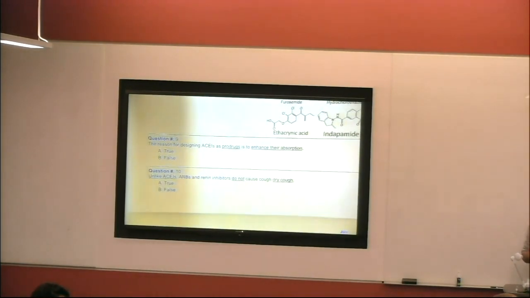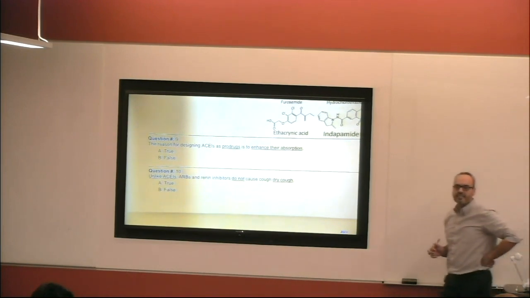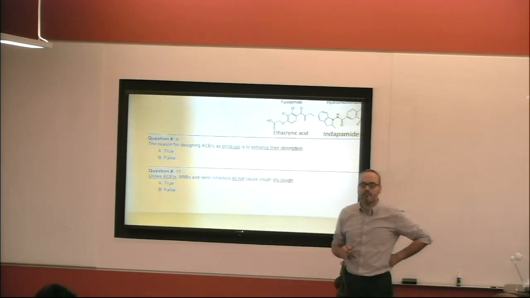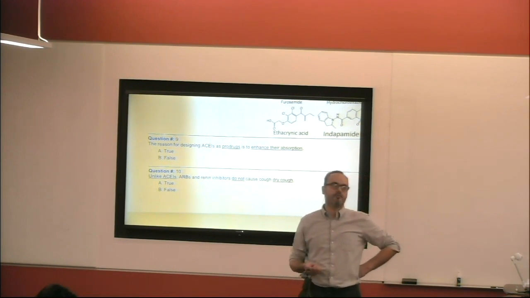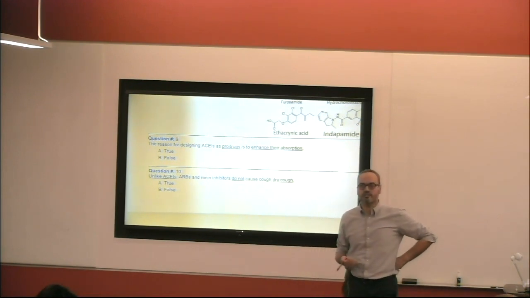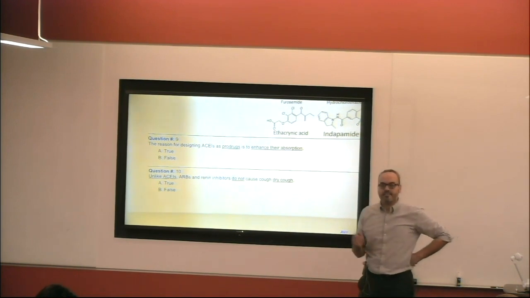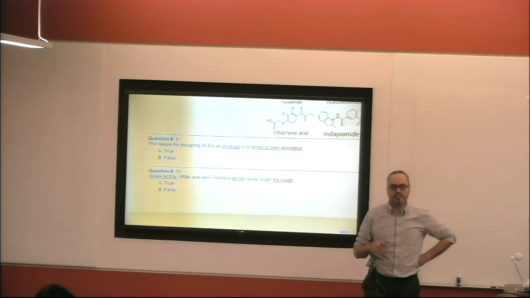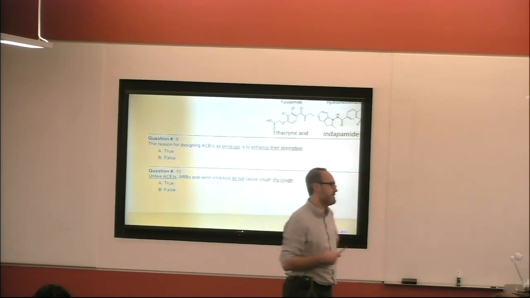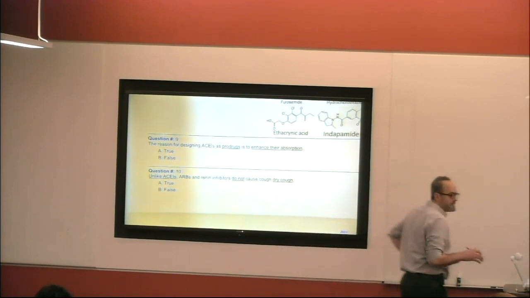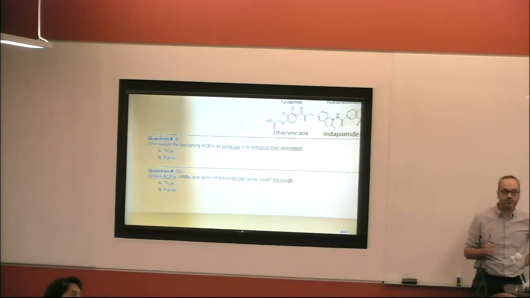All right. The reason for designing ACE inhibitors as prodrugs is to enhance their absorption, right? Well, we all agree on that. Unlike the ACE inhibitors, ARBs and renin inhibitors do not cause dry cough. We all know that, okay? Okay, any issues with this? Any issues? Okay, so let's start with the first application.